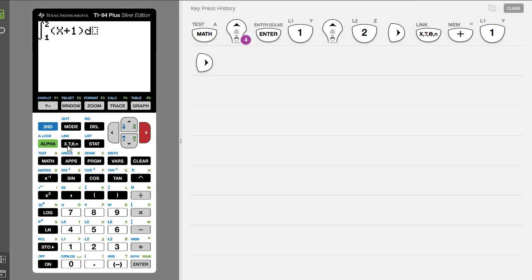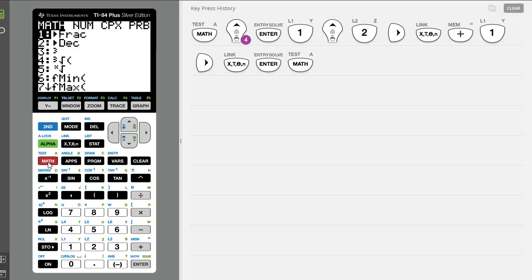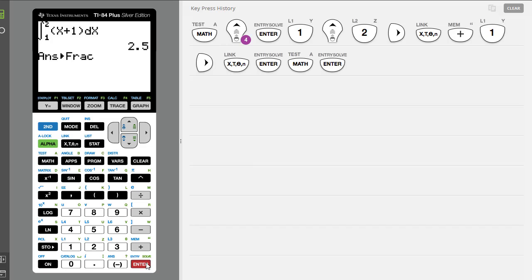dx. Again, it asks us about dx because when you get to calculus 3 and you're doing double integration, triple integration even, you can integrate with respect to different variables. So the calculator is asking us about that. We hit enter and we get 2.5. If we need it for whatever reason to convert that to a fraction, then we could hit math, fraction, and enter, and it'll give us 5/2.